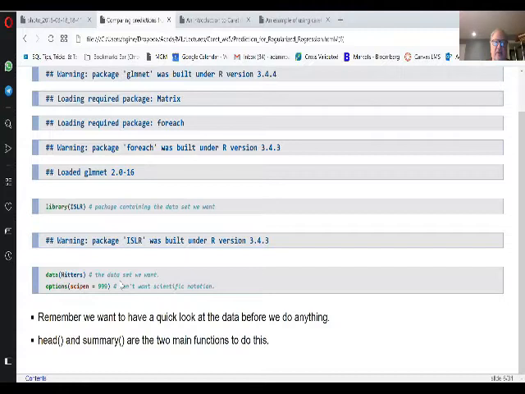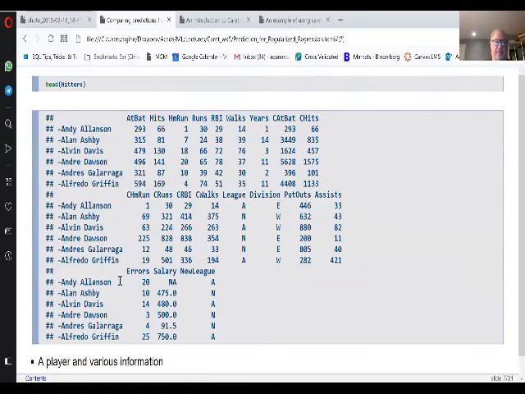And remember, head and summary are the two things to use. They show you the first few lines and a summary of the statistics. So here we go. The head of Hitters shows it's a bunch of names, most of which, or all of which, are not known to any of us. And then the columns are these things: at bats, hits, home runs, et cetera, and finally there is salary, which is the important one. New league.